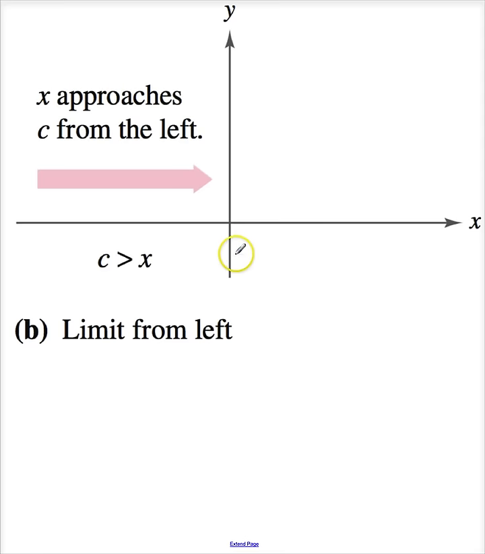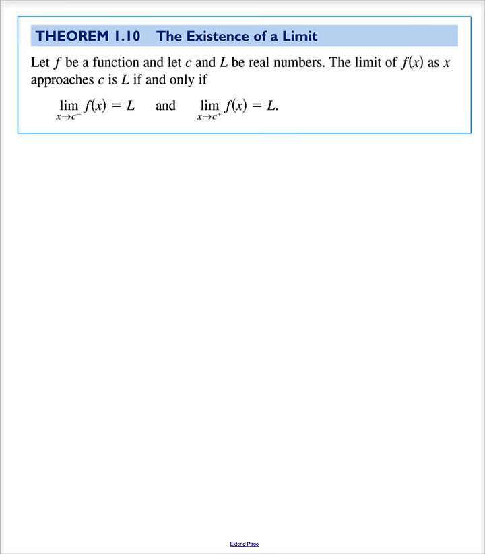Okay, we can think of this as the positive side. While in contrast, if this is our point C and x is approaching from the left, we can think of this as the negative side. And so this is the limit as x approaches C from the left of f of x. And we say that a limit exists if the left-handed limit and the right-handed limit are equal.